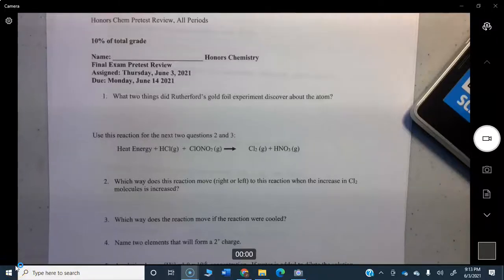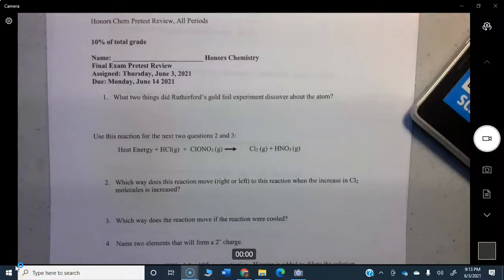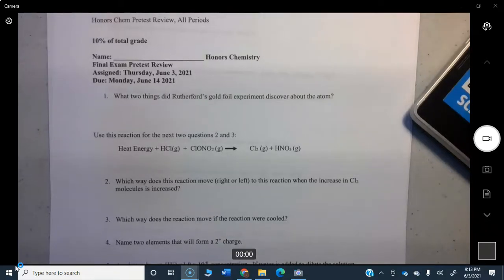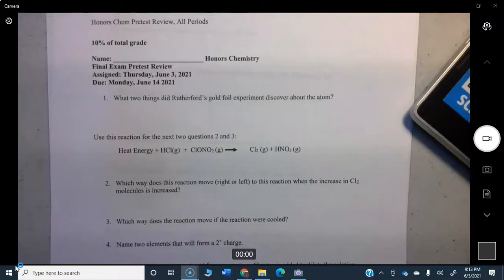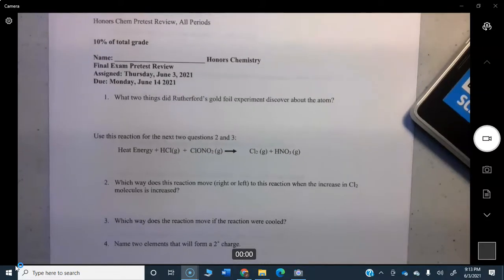Honors Chemistry. This is the pretest review. This is to prepare you for the district final, which will be on June 8th and 9th, depending on which period you're in. This is going to also count as your midterm, so it's 10% of your total grade to do this. I'm going to do every problem.